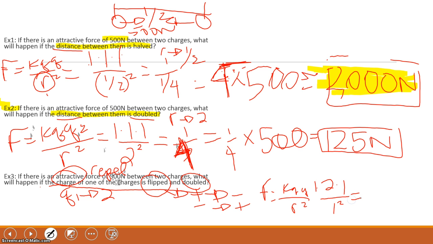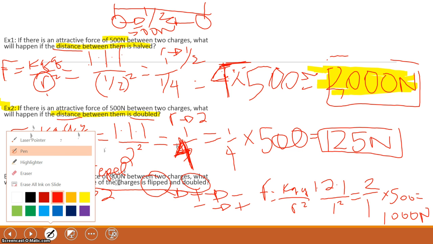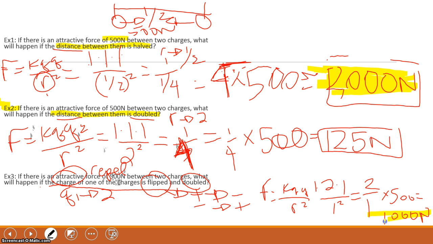So 1 times 2 times 1 is 2, divided by 1 squared is 1, times 500 is now 1,000 newtons. So our new force will be 1,000 newtons, twice the original amount of 500, and instead of attractive, it will now be repelling.